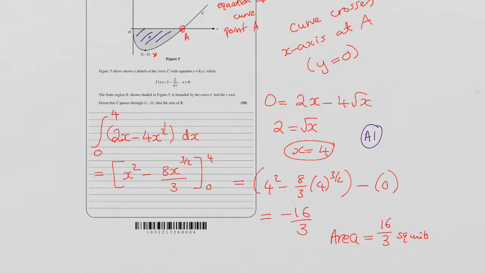And those final 4 marks, we get a method mark for knowing to integrate between 4 and 0. We get another mark for trying to work out the limits here and putting them all in, and 1 for doing it right. And we get the final mark down here for 16/3.